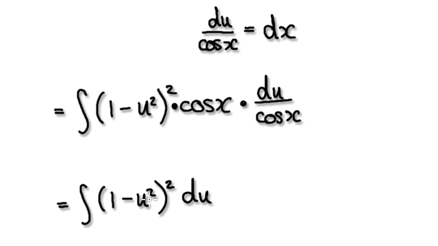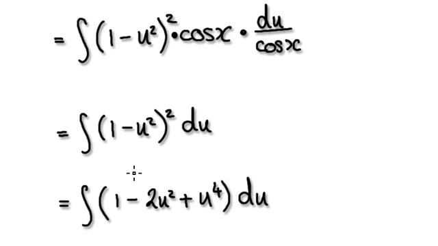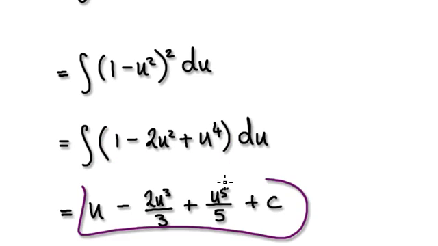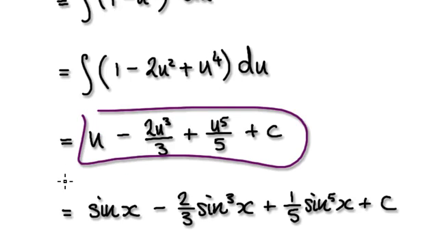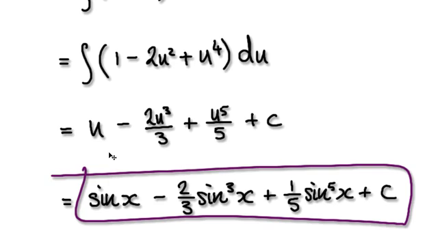And then now multiply this out. It will then give you this. So now integrate. That will then give you this. And earlier we said let u equal sine of x. So substitute back into the u. That will then give you this. So this is our final answer. Okay.